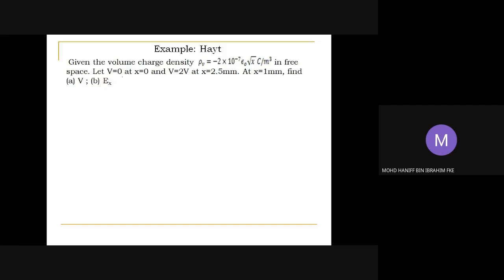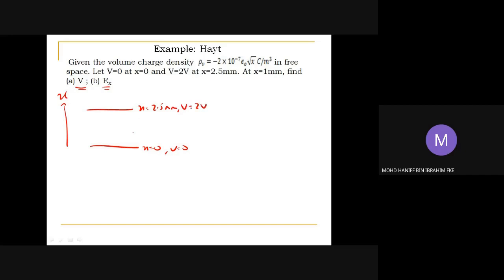Let V equal 0 at x equals 0 and V equals 2 volts at x equals 2.5 millimeter. So at x equals 1 millimeter, find the V and also the Ex. Okay, so we are given the x variation: at x equals 0, V equals 0, and at x of 2.5 millimeter, V equals 2 volts.